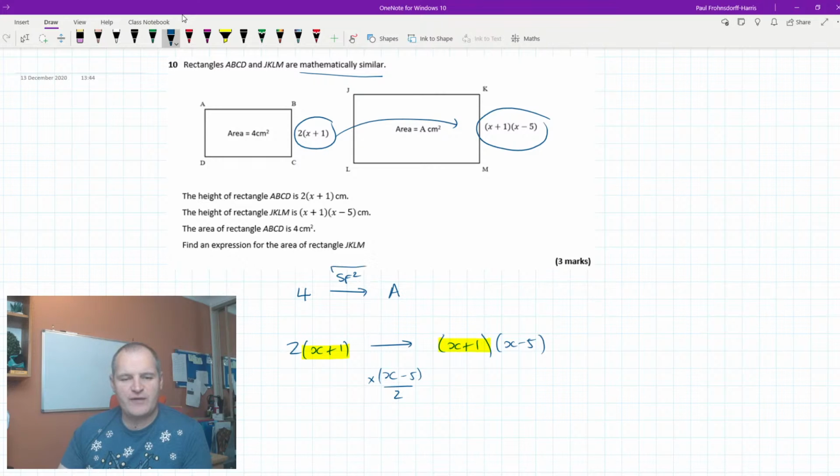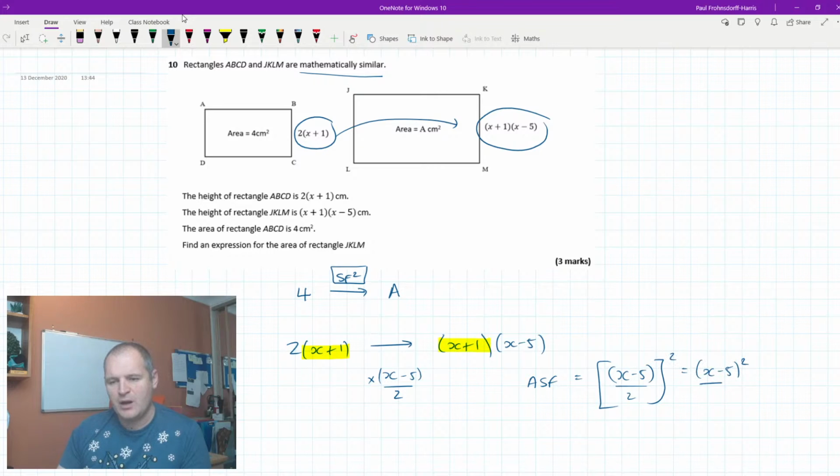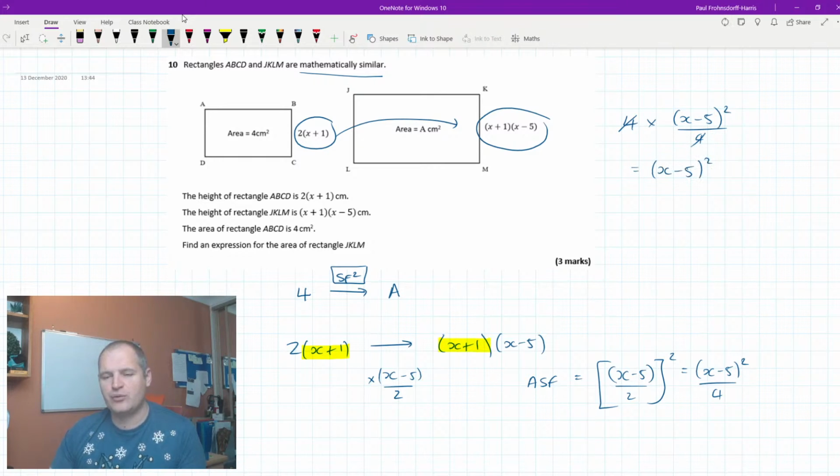But I want scale factor squared. So the area scale factor must be all of this, x minus 5 over 2 squared, which means I square the top, x minus 5 all squared, over 4. But it was already 4. So we've now got 4 times x minus 5 all squared over 4. Yes, it's a bit fiddly, but they cancel each other out. So I will accept the answer x minus 5 all squared.